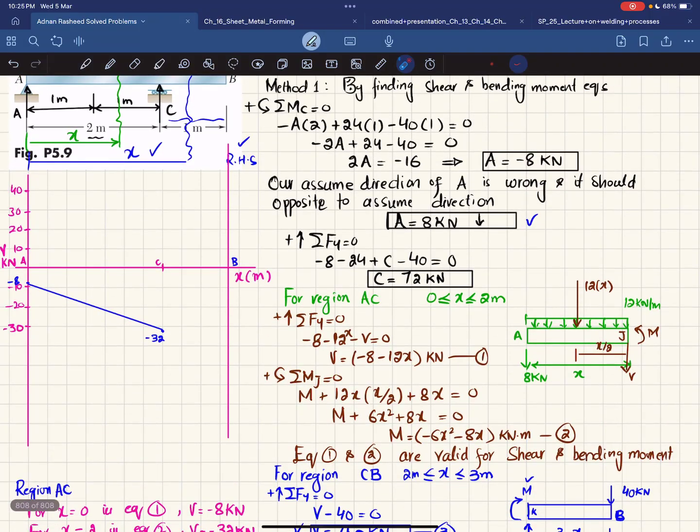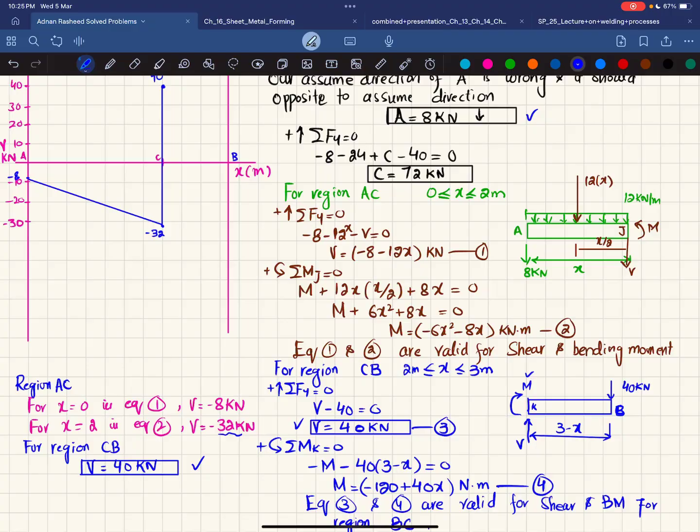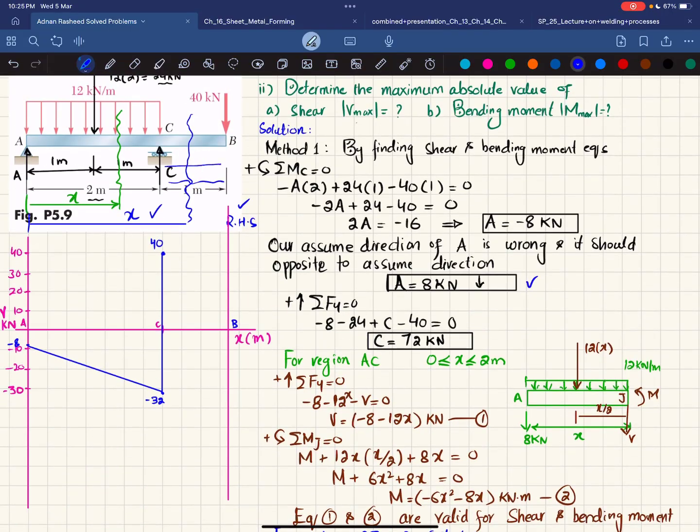So shear force will change from this to plus 40. This is plus 40, and then we will move upward. Now for region CB, this 40 kilonewton is constant, and you can see there is no load between C and B, so it will remain constant. And at point B, you can see you have minus 40 kilonewton load, which will bring it to 0. So this is your shear force diagram.